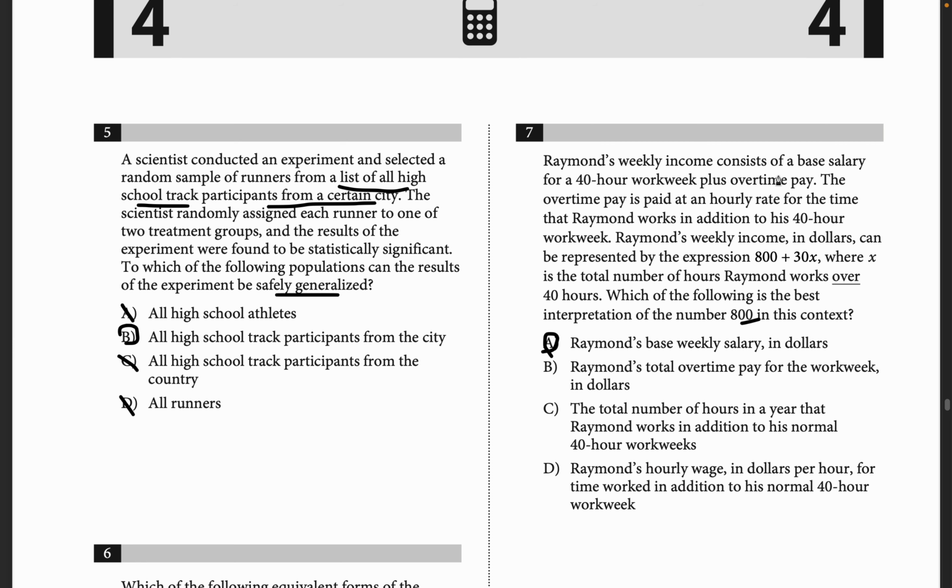And you could even figure that out based on the first sentence: a base salary plus overtime pay. This is the base salary, and this is the overtime pay right here. So that's pretty easy.